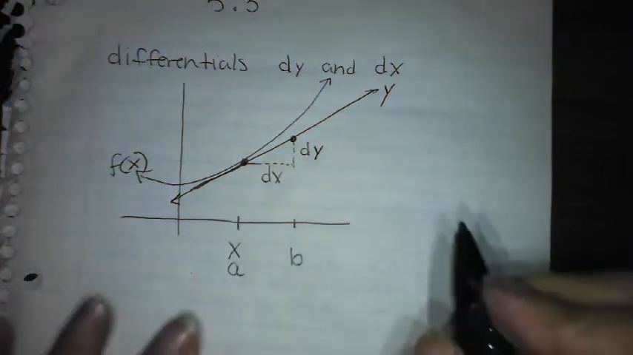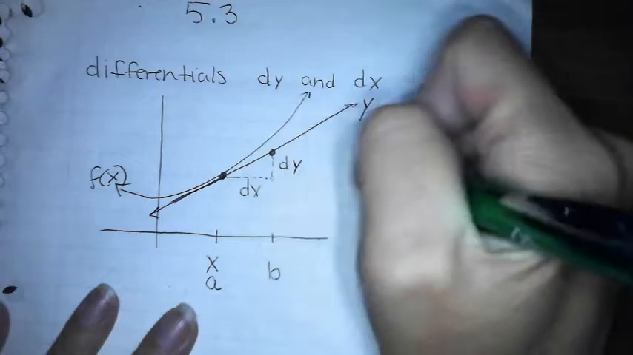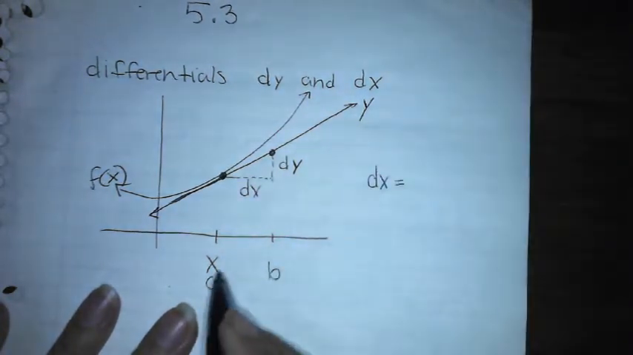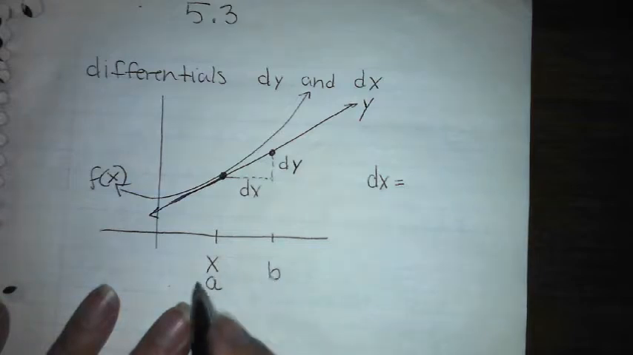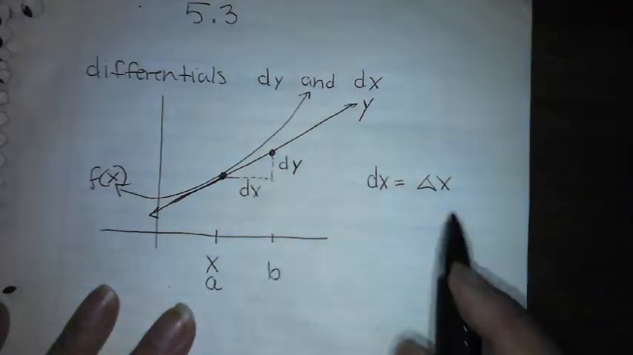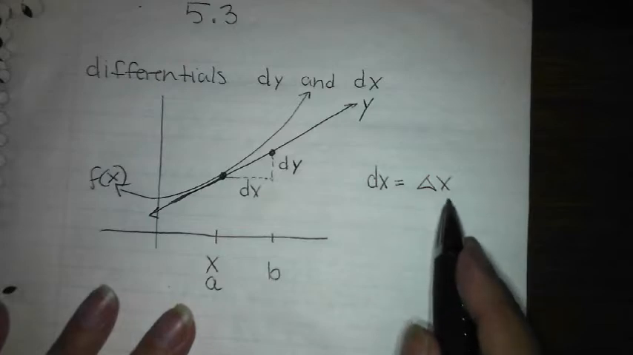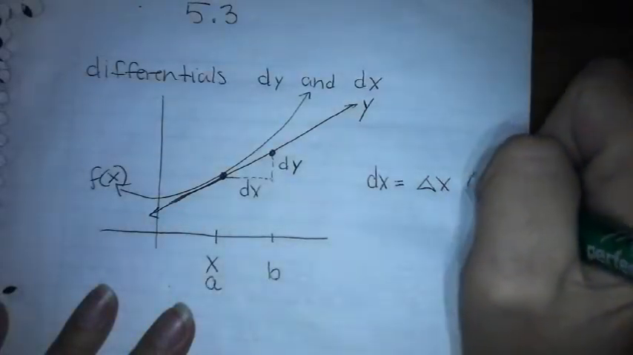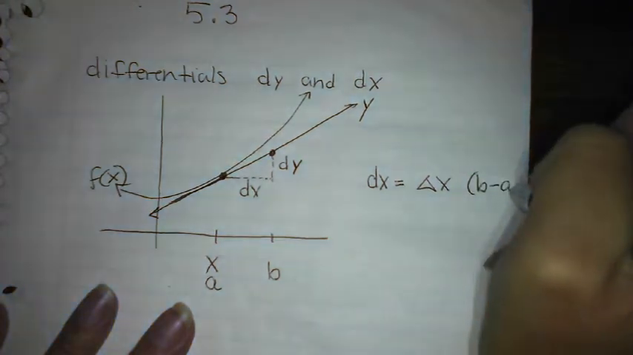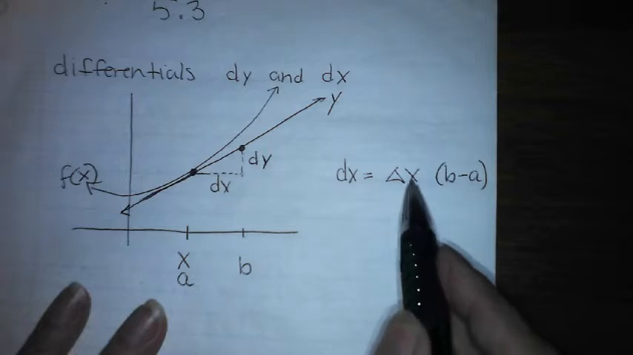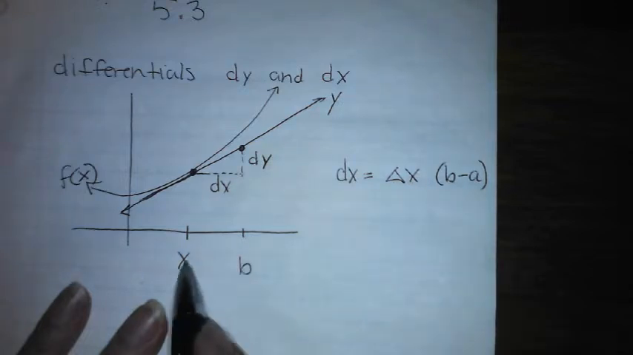So first of all, your dx is equivalent to your change in x values. And I don't know if chemistry uses this notation, but the triangle x means change in x. That's your b value minus your a value. So your differential of x is just the change in x values, which is just subtract your x values.